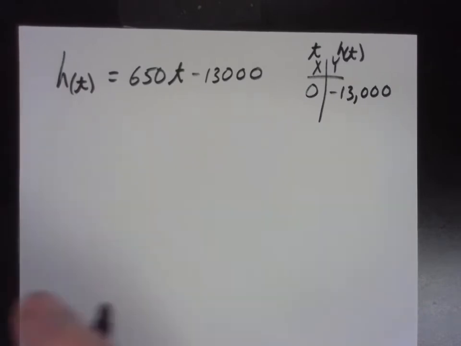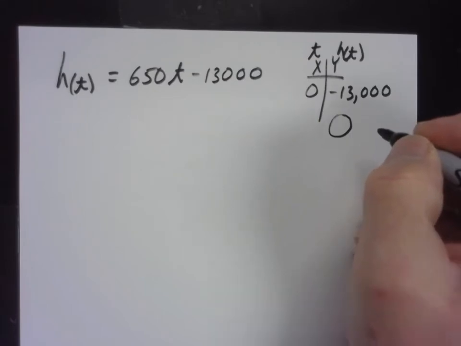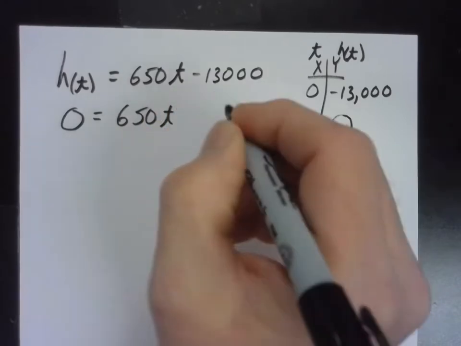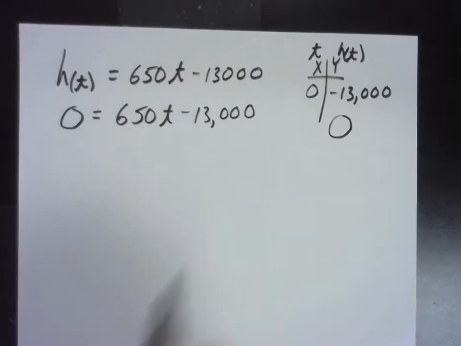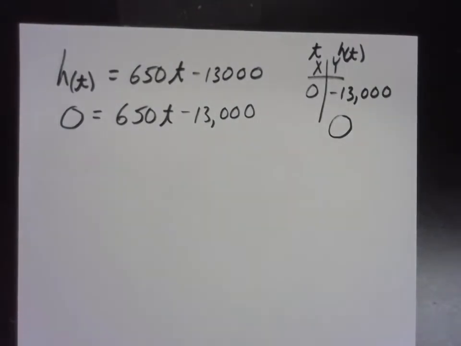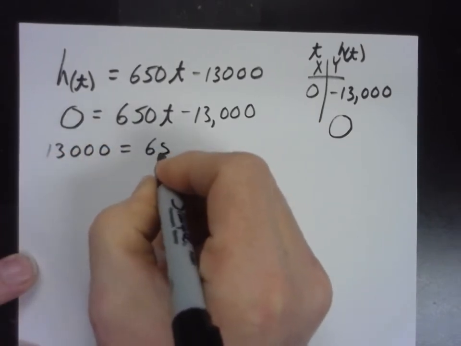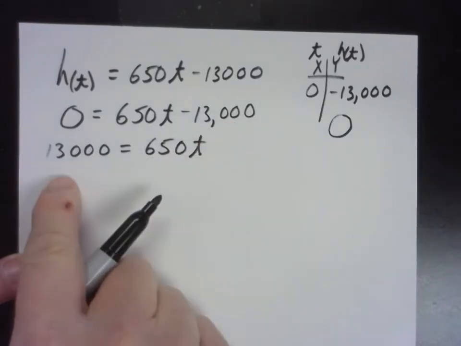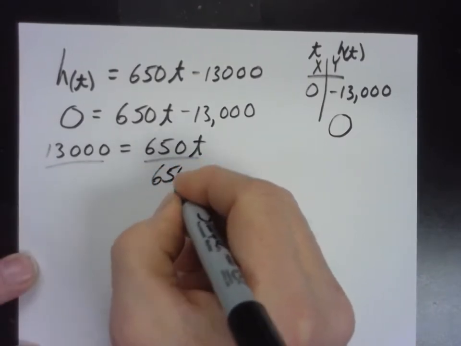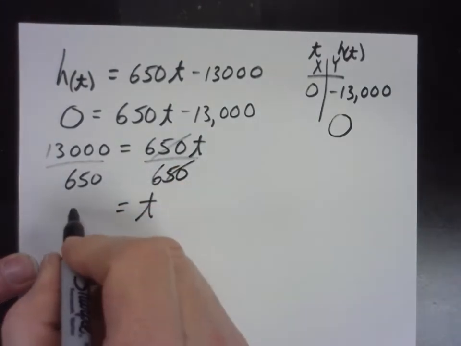Okay. So we want to know what is the deal when h of t is 0. And you've got to know to just put a 0 where h of t is and solve the problem. Okay? So, what do you want to do? How do you want to solve this? Add 13,000. Okay, add 13,000 to both sides. I didn't really show my work. You're okay? Yeah. Okay. Divide both sides by? Okay, 650. And t comes out to be 20.